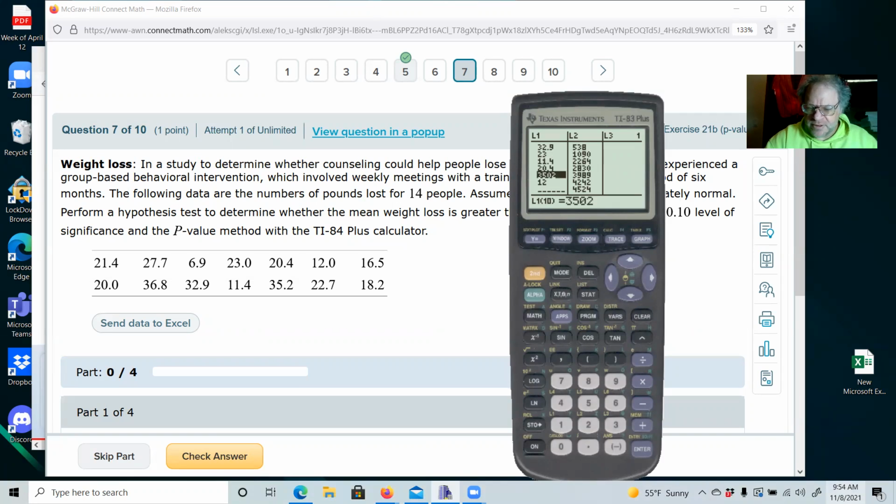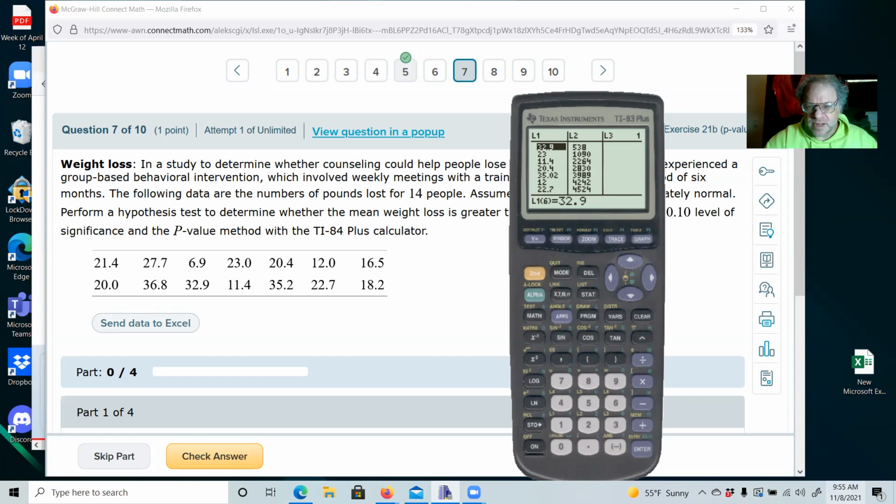And let's go back to make this 35 point. Where's my 35.2? That's what I want. Okay, that looks better. Okay, 12, and then we have 22.7, 16.5, and 18.2. And so we have up to 14. Okay, so that's what they said.